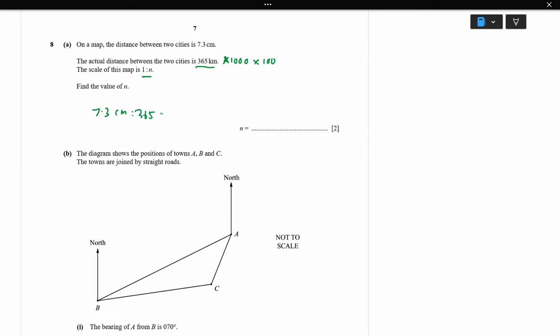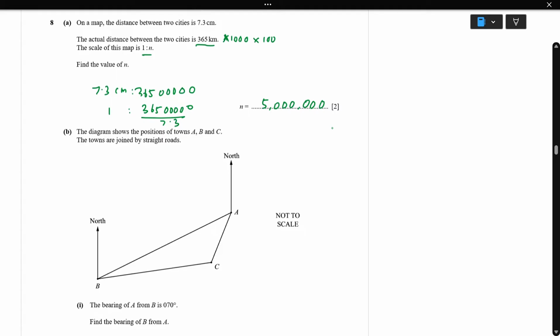So 365, then how many zeros? 1, 2, 3, 4, 5, five zeros here. Next, one ratio n means we have to divide by the 7.3. So 365 followed by the five zeros, divided by 7.3. The answer is going to be 5 1 2 3 and 1 2 3. This is the answer. This is the one ratio n.